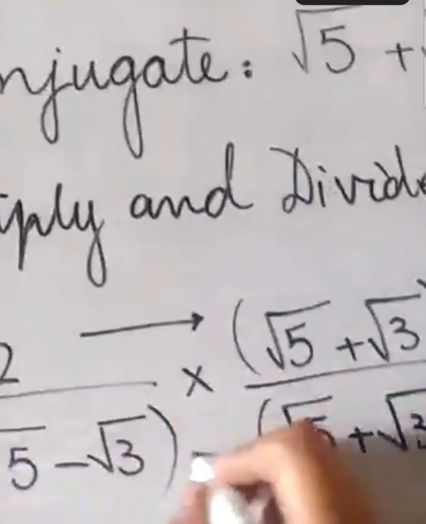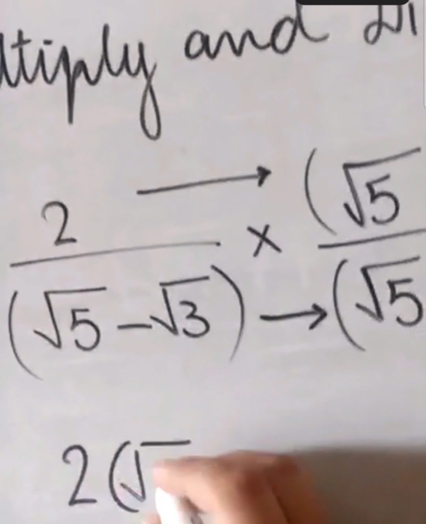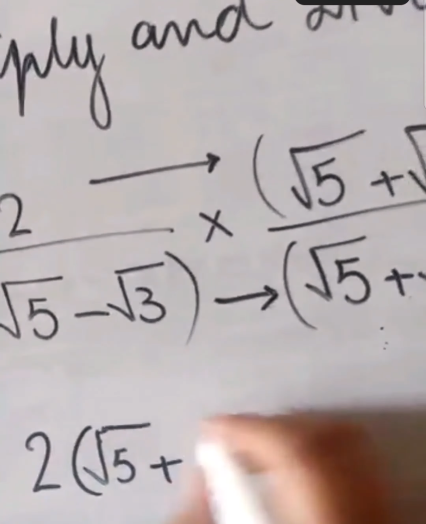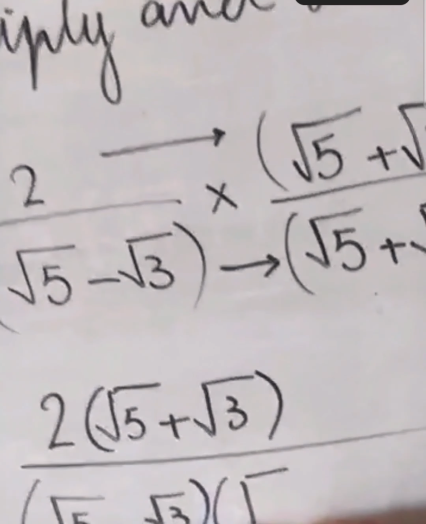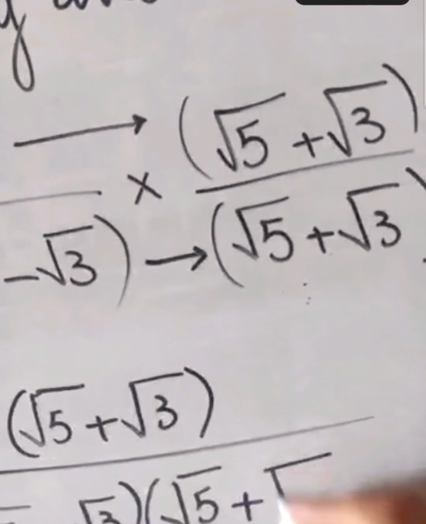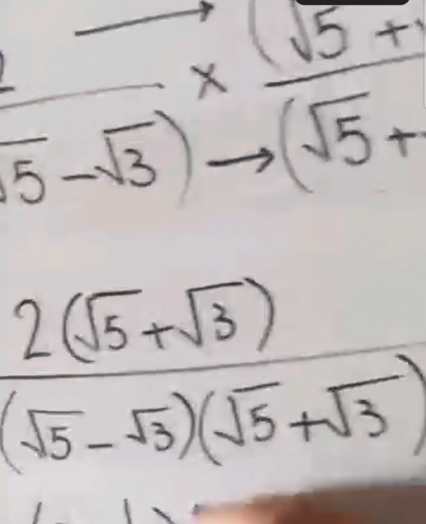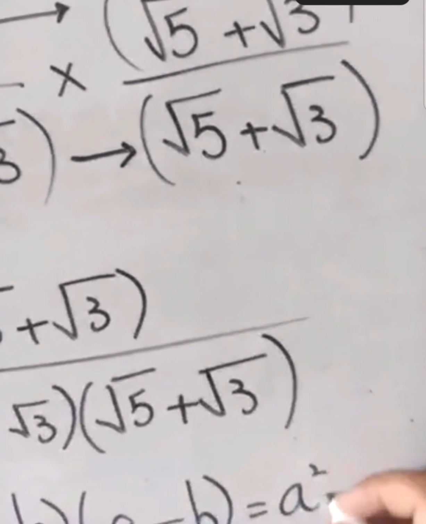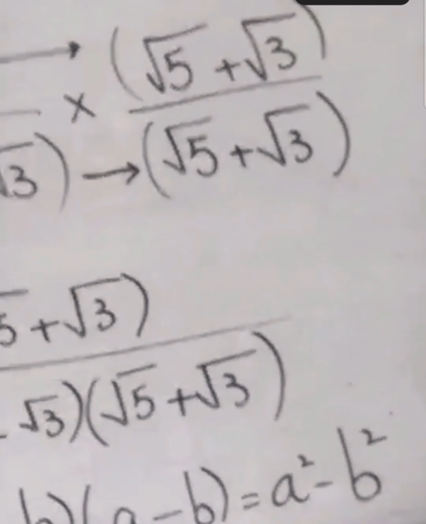Now numerator's term will be multiplied by numerator and denominator's term will be multiplied by denominator. 2 times square root 5 plus square root 3, divided by square root 5 minus square root 3 into square root 5 plus square root 3. Now again in the denominator, the formula: a plus b times a minus b is equal to a square minus b square, where a is the first term, square root 5, and b is the second term, square root 3.